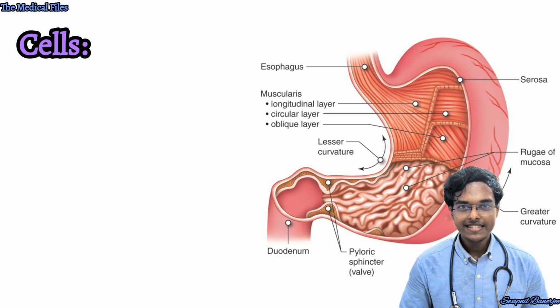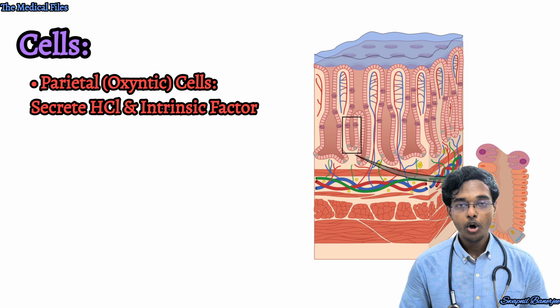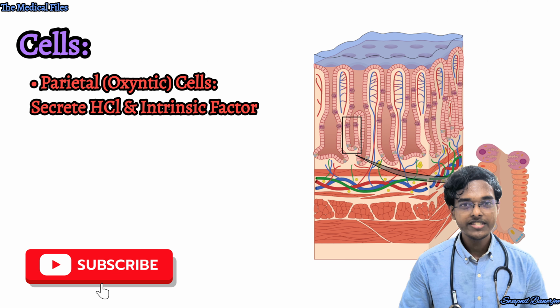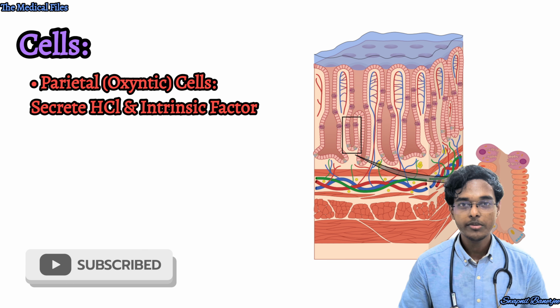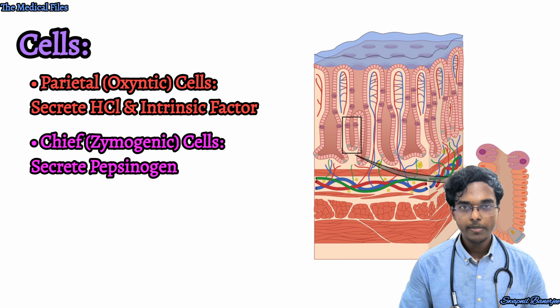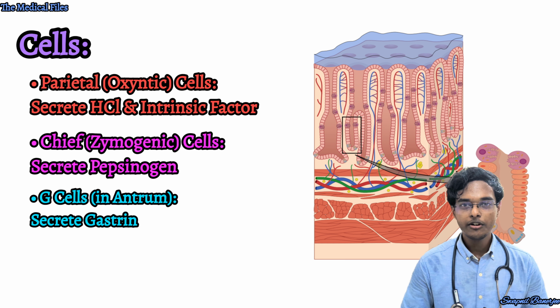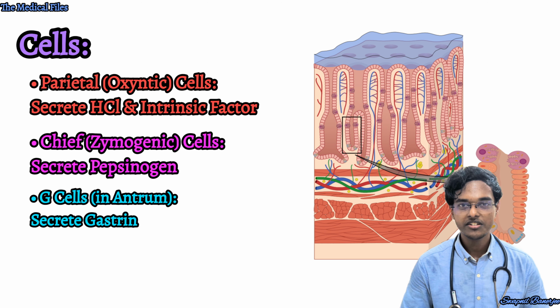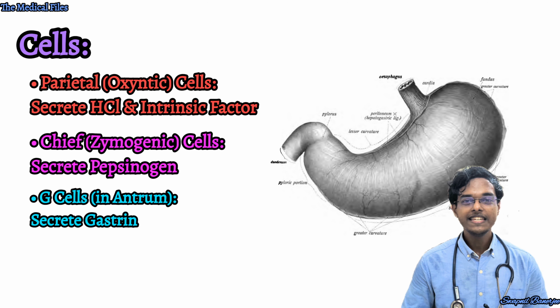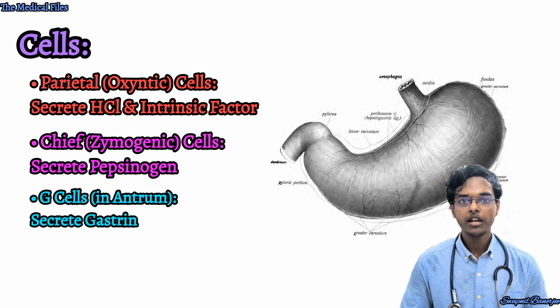There are mainly 3 cells in our stomach. They are the parietal cells or oxyntic cells that secrete hydrochloric acid and maintain the acidic environment in our stomach. They also release the intrinsic factor that helps in absorption of vitamin B12. Another cell is the chief cell or zymogenic cell. They help in secretion of pepsinogen. And the last cell in our stomach is the G cell that helps in secretion of gastrin. Now remember, the parietal cells are mainly predominant in our body and fundus region, and the G cells are mainly predominant in our pyloric antrum.